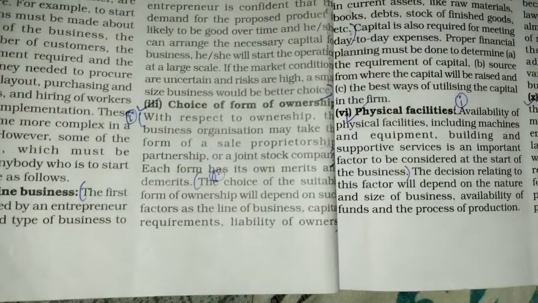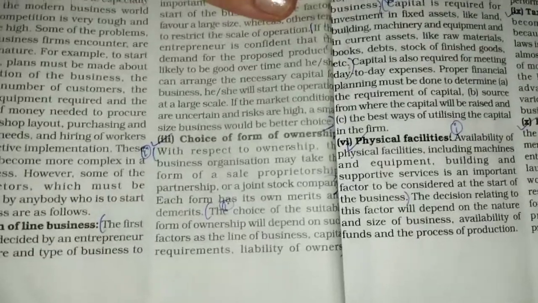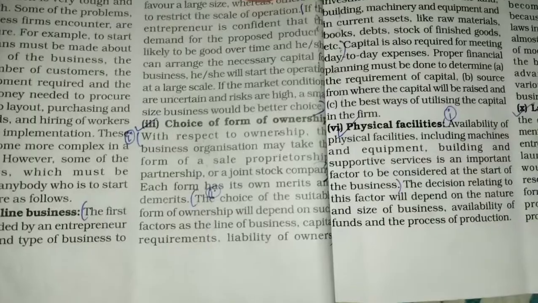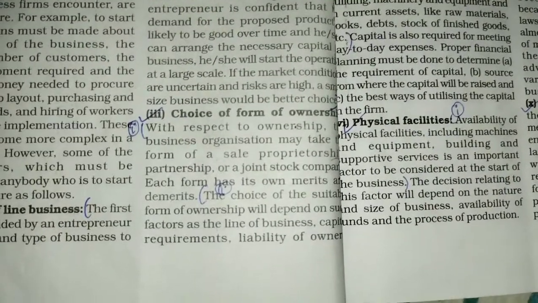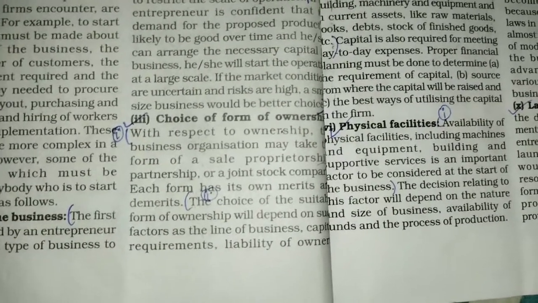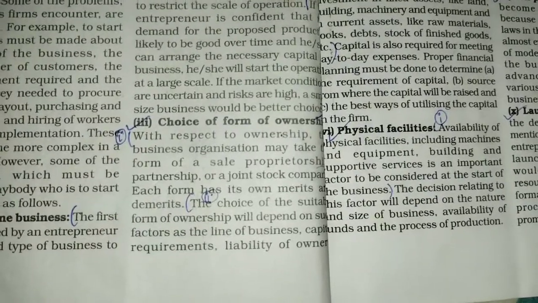Now, the third point is choice of form of ownership. With respect to ownership, the business organization may take the form of partnership, sole proprietorship, or joint stock company. Each form has its own merits and demerits. So, the choice of the suitable form of ownership will depend on factors like the line of business, the capital requirements, the liability, legal formality, transferability of interest, and so on.